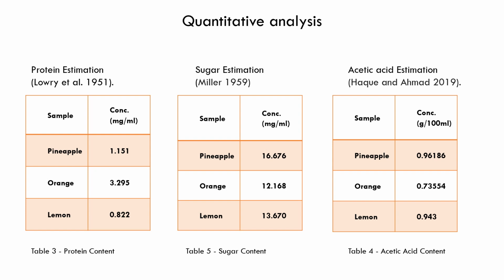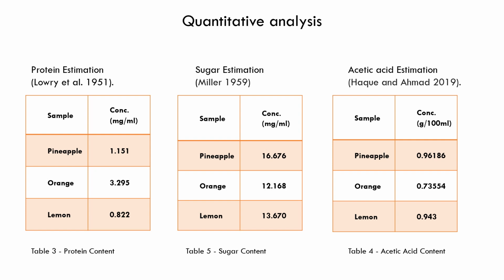The sugar estimation was done with the help of DNSA reagent. Here, the standard was taken as dextrose. Increasing concentration of dextrose was used to make the standard graph, and just like in protein estimation, the concentration of sugar was calculated with the help of the standard graph.